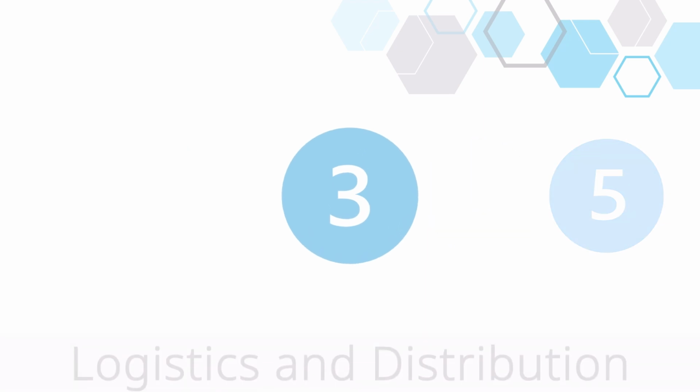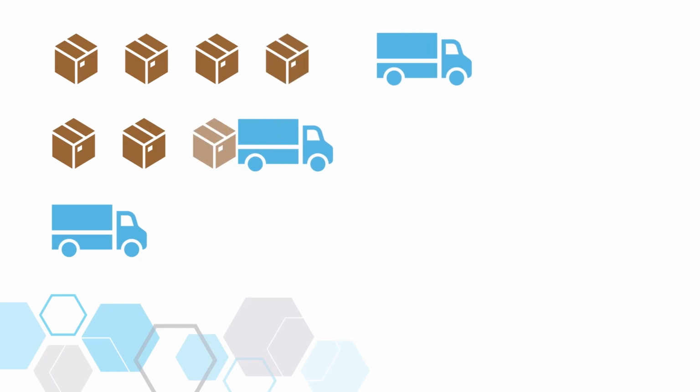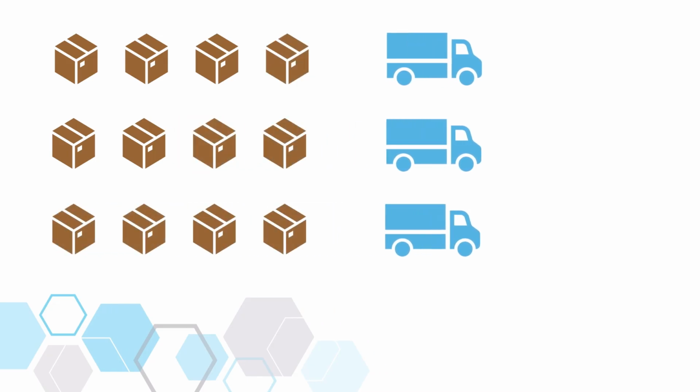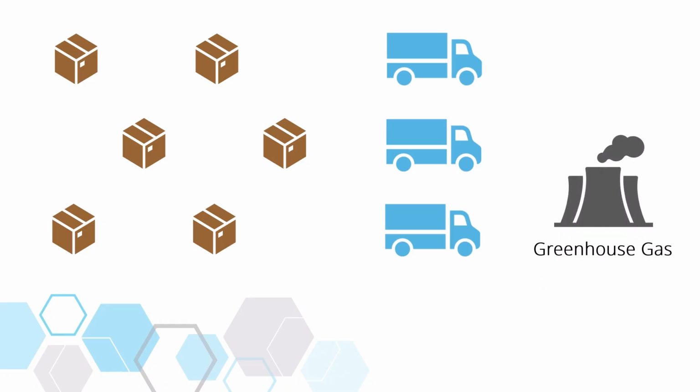Number 3, logistics and distribution. As we move forward in the process, we might think about things that affect distribution. Factors include reducing unnecessary packaging and considering the materials used. Also, consider greenhouse gas emissions here too.